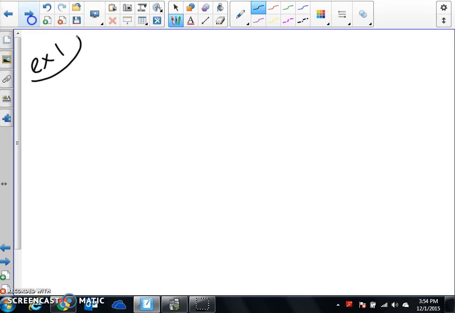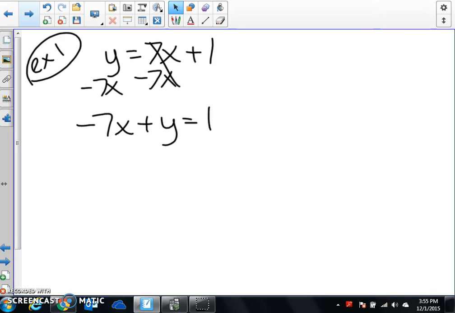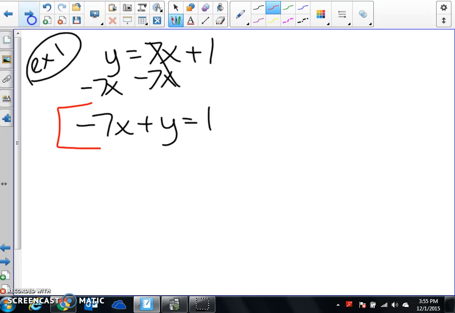So example number 1. If they gave you y equals 7x plus 1, and I want to put it into standard, I would subtract 7x: negative 7x plus y equals 1. So do I have fractions? No. Is my A positive? No. So since my A is not positive, I have to take this entire thing and multiply by negative 1, which is essentially the same thing as changing all of the signs.